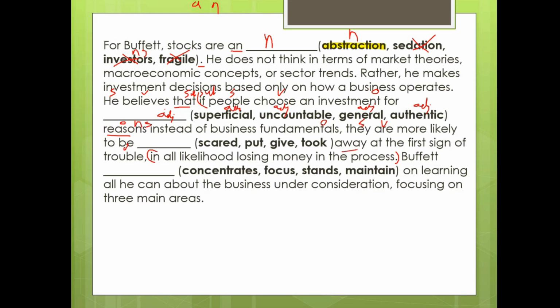What away? Scared away, put away, give away, took away. We'll come back to this one. We have to understand what they're saying. Then it will start making sense to us. Buffett is a person, the name of the person. We need a verb here. And this is the subject. The person is singular, so we need a verb with s. So you can concentrate. Yes, verb with s. You can focus. Okay, verb on its own.